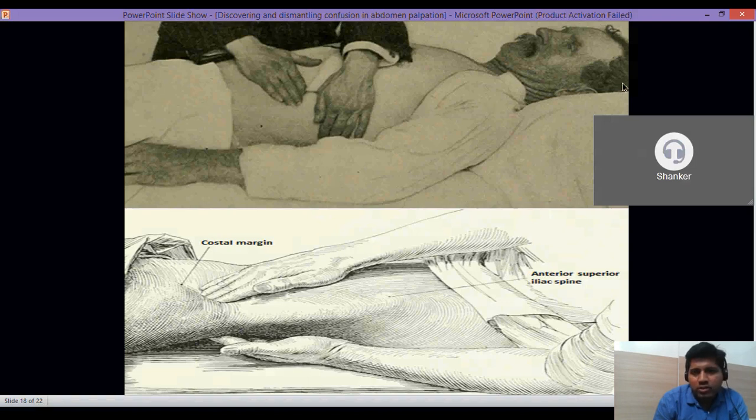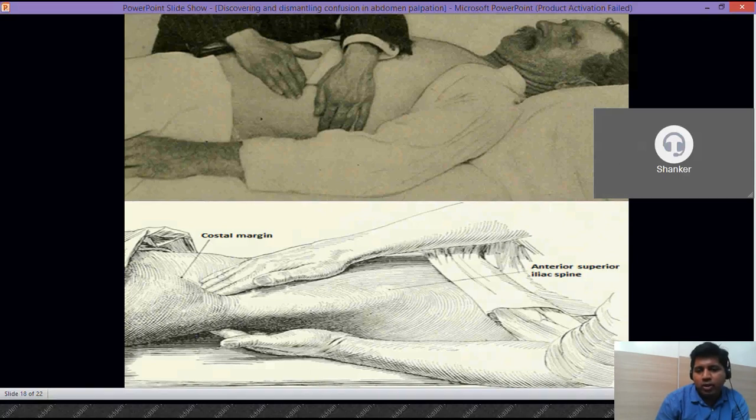So in this patient, the head is towards this side, feet towards this side, right hand, left hand. In this figure, the head is towards this side and the leg towards this side, and his spleen has been marked. And the doctor's right hand is on top, left hand is on bottom. I'm going to ask if you have noticed anything in the bimanual palpation of spleen and kidney.